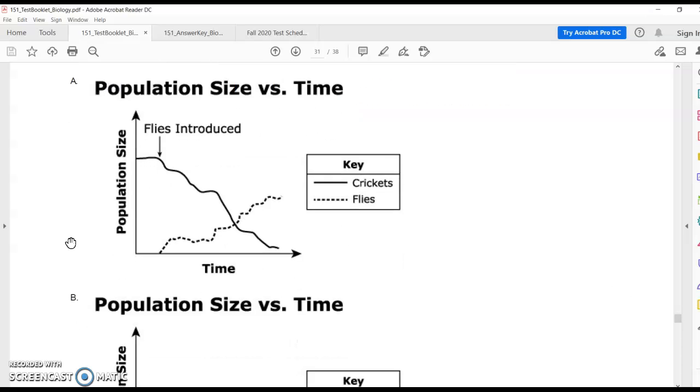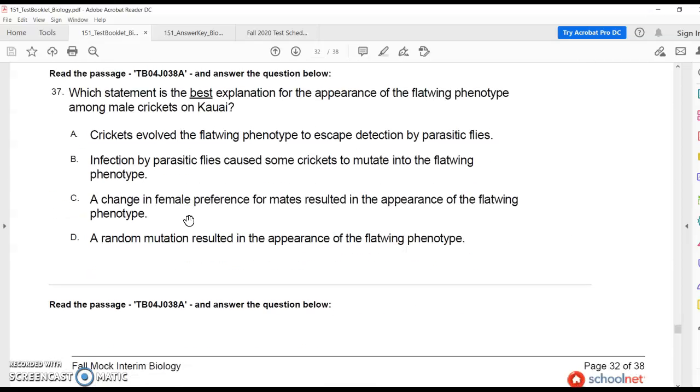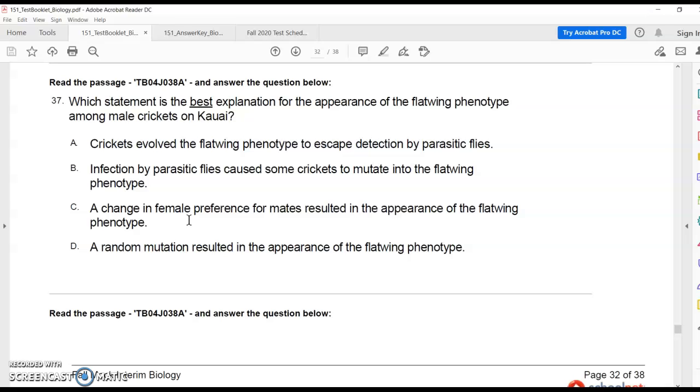And so the correct answer is actually A. So we can see when the flies were introduced, the cricket population decreased, and as when the parasitic flies were introduced, they increased because they were populating within the crickets. So the correct answer there is A. 37.